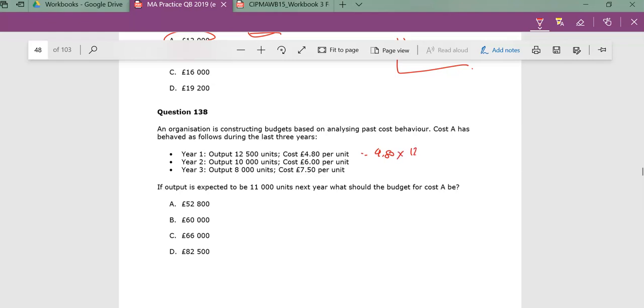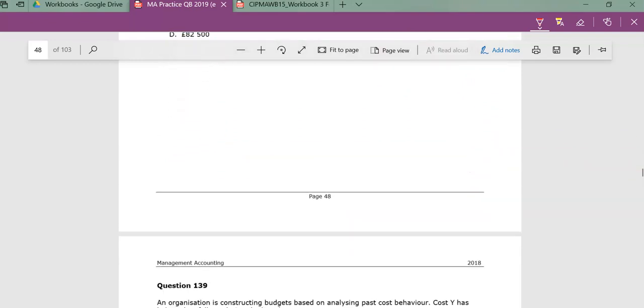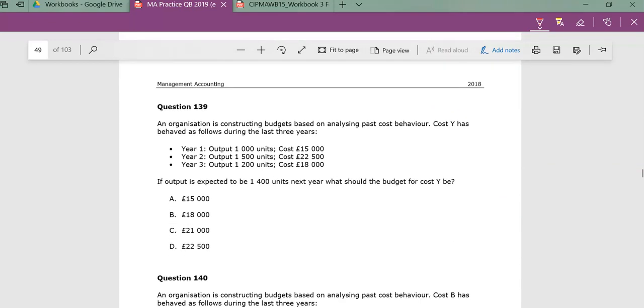So let's test it. Yes, £4.80 times 12,500. Chuck that in your calculator. You will have 60,000. Of course, 6 times 10,000 is equal to 60,000. And 8 times £7.50 is equal to 60,000. So we know it doesn't really matter what we're dealing with here. We are talking about fixed costs, and therefore the answer there is B as well.